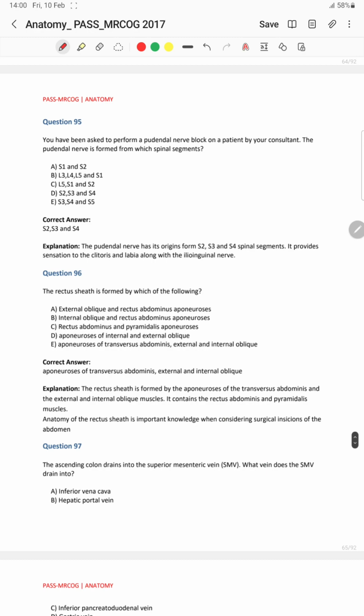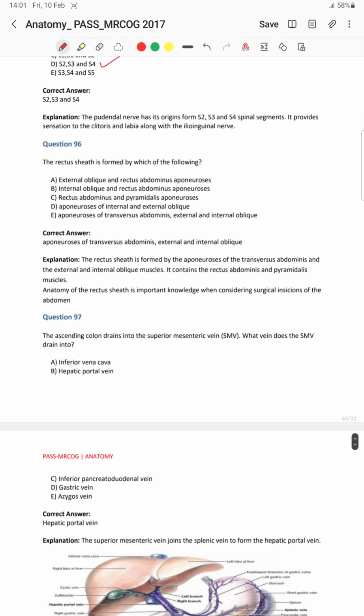Next question, you have been asked to perform a pudendal nerve block on a patient by your consultant. The pudendal nerve is formed from which spinal segments? We all know that it is formed from S2, S3 and S4, so option D is correct. It provides sensation to the clitoris and the labia majora, along with the ilioinguinal nerve.